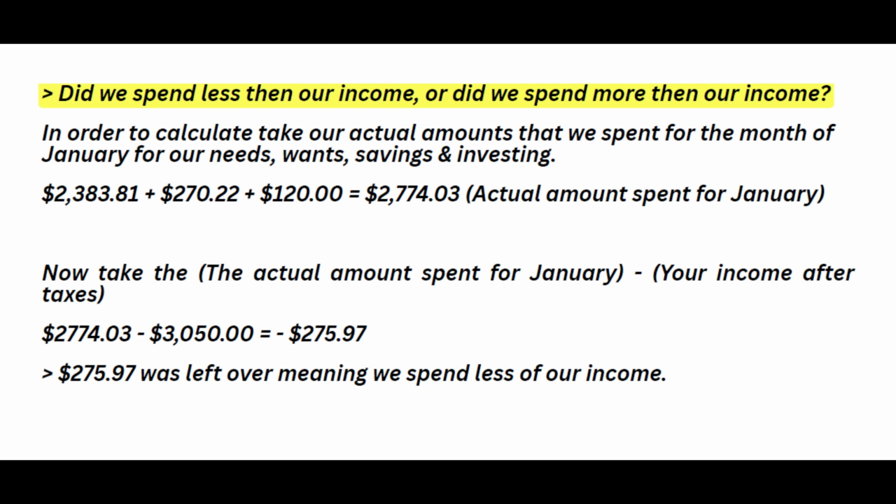Now we take $2,774.03 minus $3,050, which is our income, and that equals negative $275.97. This means that we kept our spending under our monthly income by $275.97. It could be a good idea to move this money into your savings and investing.